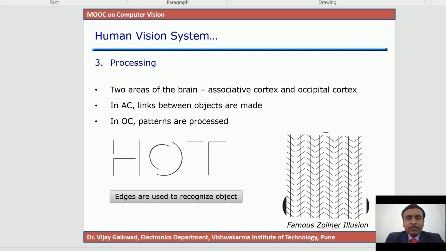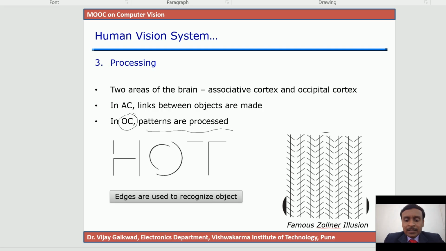The third component of the human vision system is the brain, where actual processing happens. There are two important areas of the brain. The first area is called the associative cortex, and the second is called the occipital cortex. In the associative cortex, the links between objects are made. For example, if there is a word written, HOT, it is not written continuously but is made up of dotted lines, but still the brain processes it correctly and recognizes the word HOT. So the associative cortex establishes the links between multiple objects.